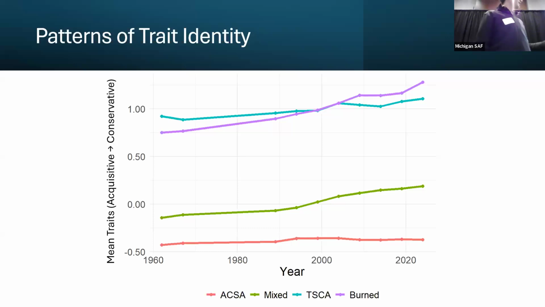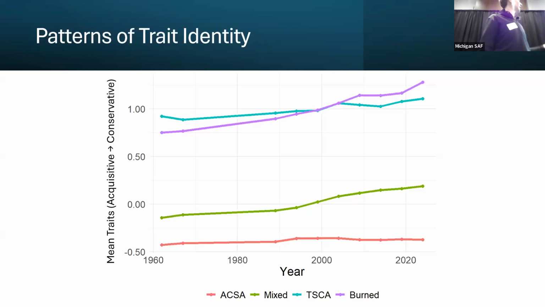So we can look at how the average acquisitive to conservative trait values change over time. We see that the two hemlock stands, at the top, have the most conservative traits. That makes sense. Hemlock's quite conservative. And our lowest is a pure sugar maple, the red line. The mixed stand is still pretty sugar maple-y, but a good combination of both. What's striking about this to me, and something we didn't necessarily expect, is how uniform it is. It really does not change over time. The trait identity of these stands on average is pretty uniform from 1962 to 2024.